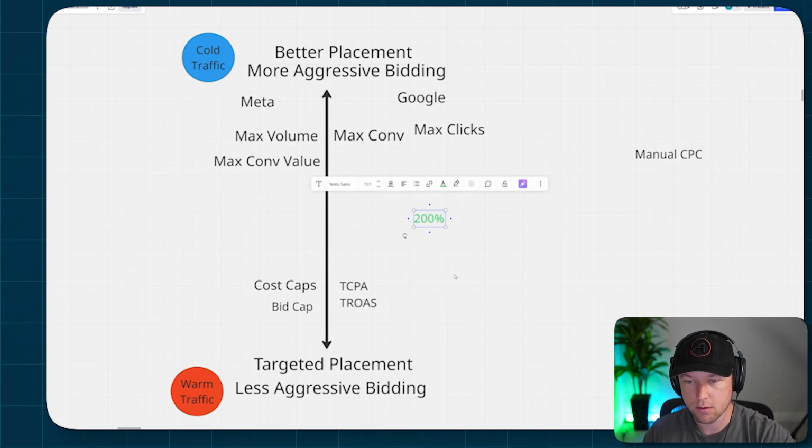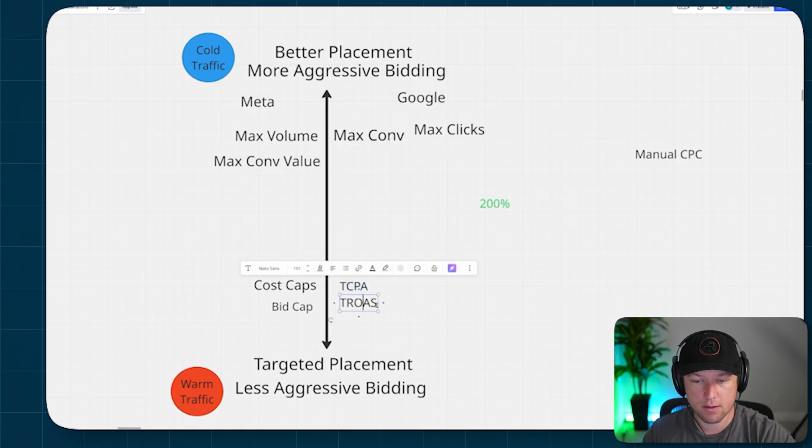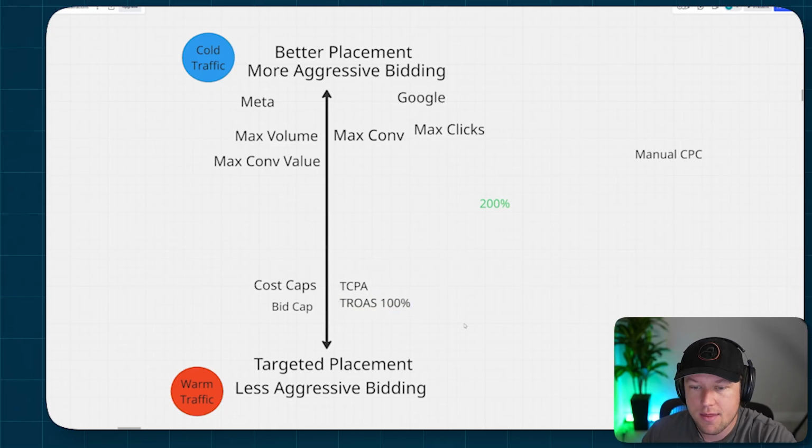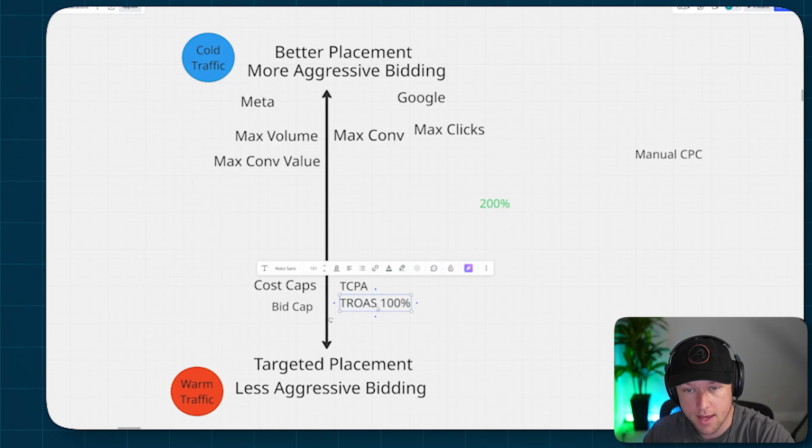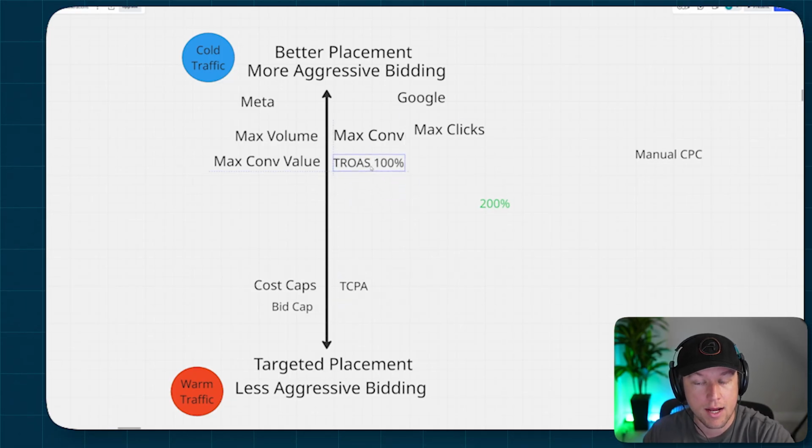Let's make this green. And I'm thinking, okay, my target CPA or my T-ROAS in the account is targeted at 100%. So what that means then is that since my T-ROAS is put at 100%, then I'm not being as restrictive because I'm able to hit a 200% ROAS. So if this is a scenario in your account, this ratio tells me then this is probably getting actually more aggressive than I would think.